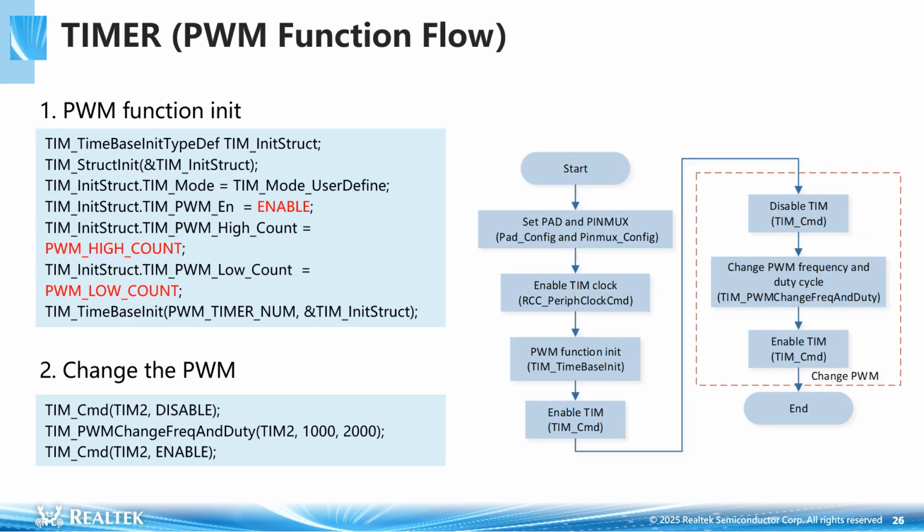The operation process of PWM is as follows. Step 1. Initialize pad and PINMUX. Step 2. Initialize timer structure, enable PWM function and set count values for high and low levels. Step 3. Enable the timer. Then the pin will output corresponding PWM waveform. If you want to modify PWM duty cycle, you can call PWM change API.